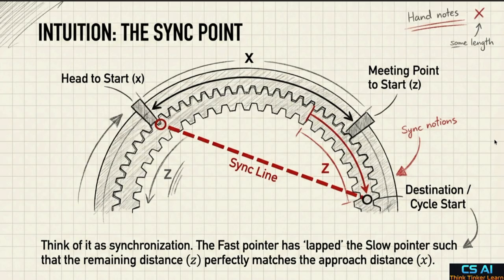To grasp the elegance of this, consider the intuition: the sync point. Think of this process as a synchronization. The fast pointer has lapped the slow pointer such that the remaining distance z from the meeting point back to the cycle start perfectly matches the approaching distance x from the head to the cycle start. The sync line visually connects the head, the meeting point, and the cycle start, illustrating the critical geometric relationship. When the two pointers, one from the head and one from the meeting point, converge, they pinpoint the destination, the cycle start node.